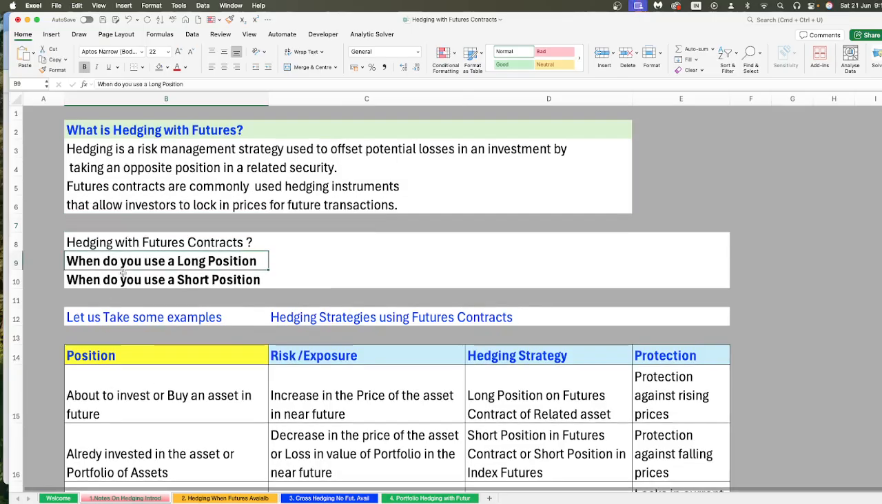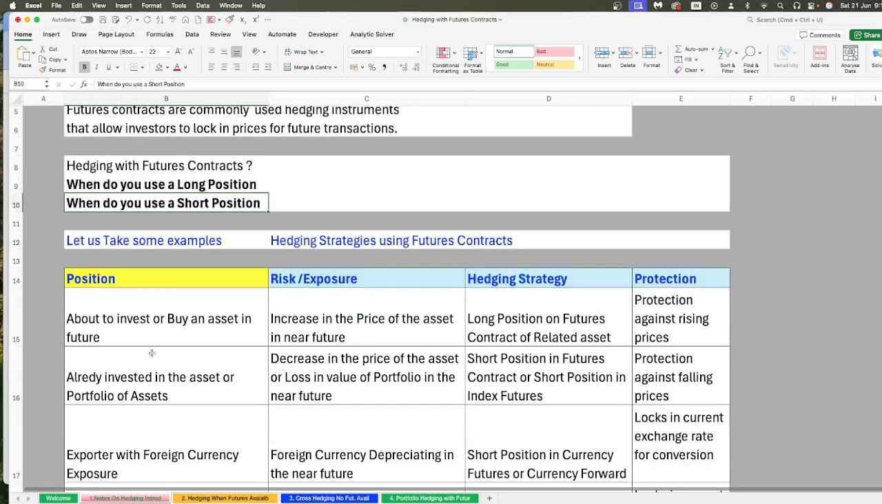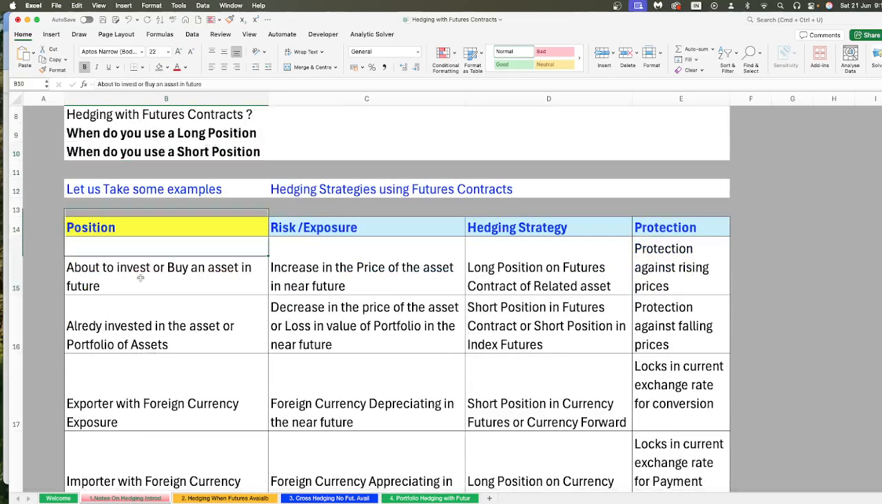Now we should understand when you take a long position in futures, and when you take a short position in futures. Let us quickly take some examples. Let's say you are about to buy an asset in future. So what is the risk of the exposure? The increase in the price of the asset in the near future is a risk. So how do you hedge? You take a long position on the futures contract of the relevant asset, and thereby you are protecting against the possible price increase. You are trying to lock the price. You have a price guarantee to purchase the asset at a predetermined price.